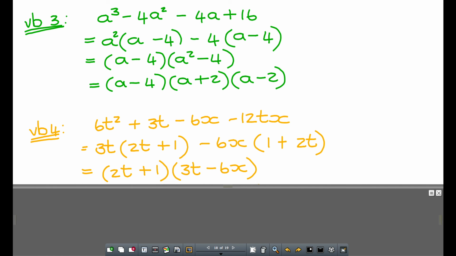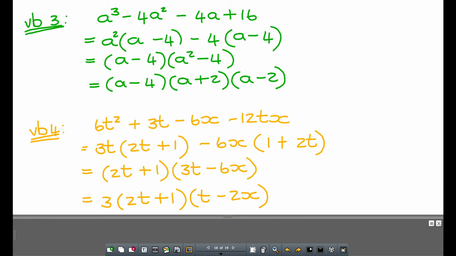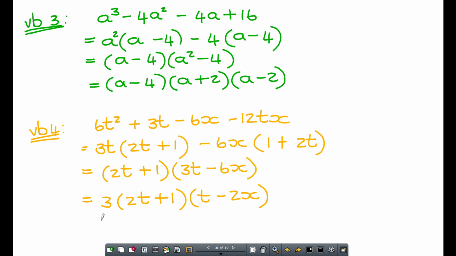No, please don't stop there. If you look at that last bracket, can you see I can take out a further common factor of 3? Now remember, we said we would write it in the middle here. I write that 3 in the front. So this 3 is actually what was taken out, and then I get that. So in that last bracket I took out a common factor of 3 and that gave me t minus 2x. The rest stays the same.